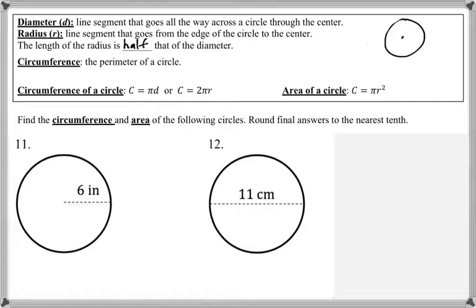Okay, so we have the circumference of a circle, and this is really just a fancy name for the perimeter of a circle. So that would be the outside of a circle. And we have two different formulas for the circumference of a circle. We have pi times diameter, or 2 times pi times the radius. Because 2 times the radius gives you the diameter, that's why you can use either of these.